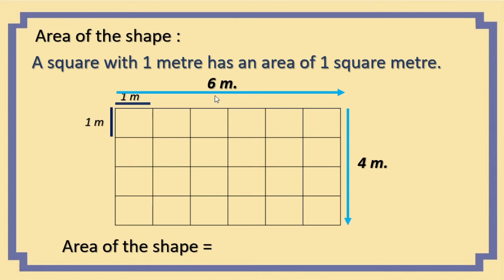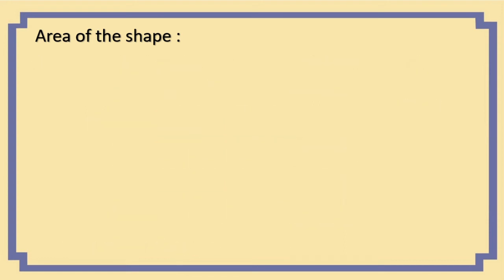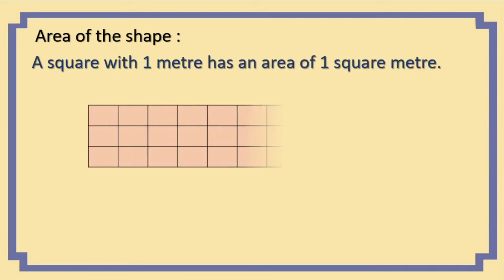Okay, this is called length and this is width or breadth. Now we will multiply these two. That is nothing but 6 multiplied by 4. How much? 6 times 4. 6 fours are 24. And the unit is square meter. Remember here, because these are given in meters, right? So we have to write square meter. Understood? Okay, now see this. A square with 1 meter has an area of 1 square meter.